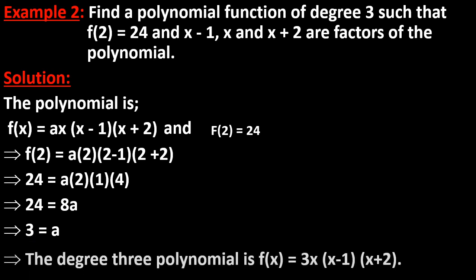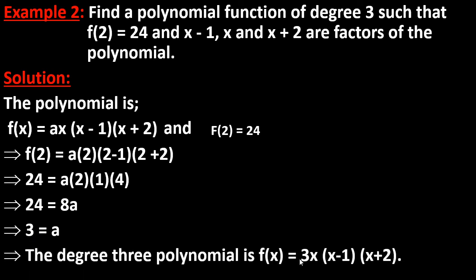So the degree 3 polynomial is f(x) equal to 3x times (x minus 1) times (x plus 2). You can check that the value of the function when x is 2 is exactly 24. And if you multiply the 3 expressions 3x, x minus 1, and x plus 2, it will give you a degree 3 polynomial. Thank you very much. I'll see you in the next video.